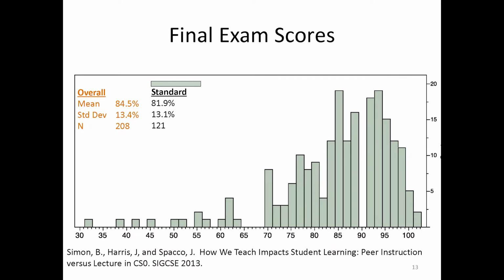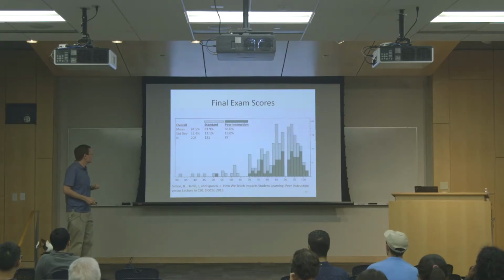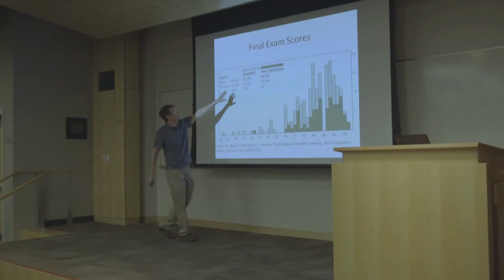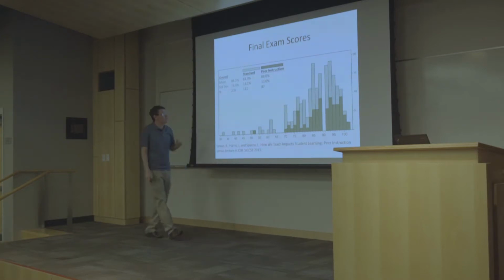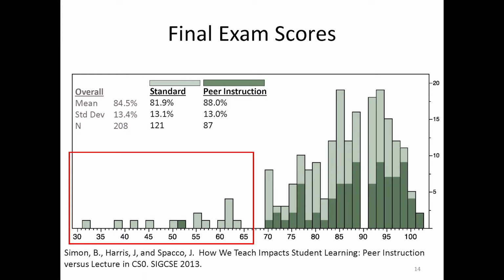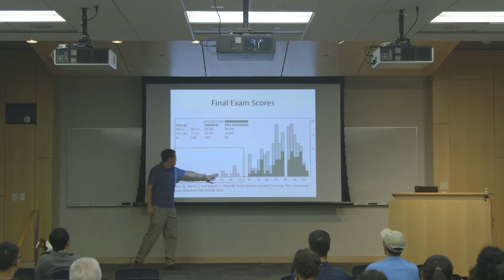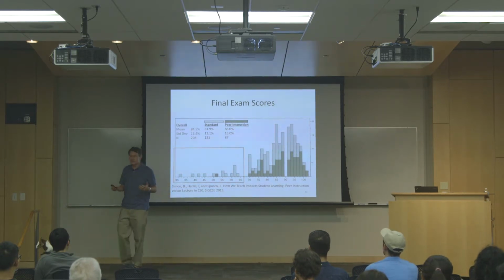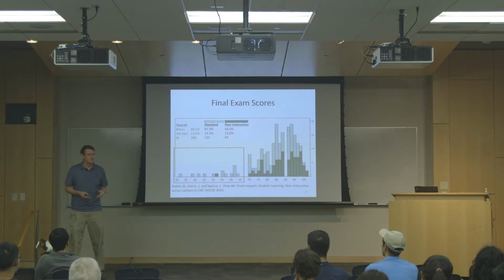What you have here is a histogram of student results. These are the results for the lecture class, so the standard instruction. And in dark blue, you have the peer instruction class. So first off, a statistically significant difference. It's a 6% difference in final exam performance between the 2 sections. But what always stood out to me with this result was, what in the world is going on down here? In the standard instruction class, you had a pretty decent number of students show up for the final exam and just vomit. In the peer instruction class, there was 1.